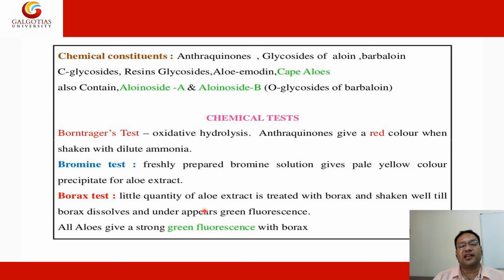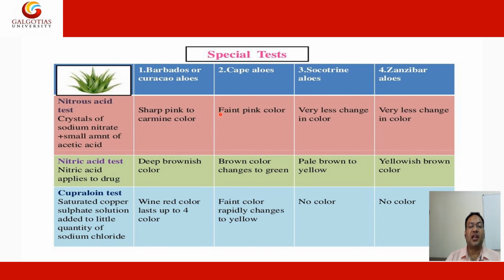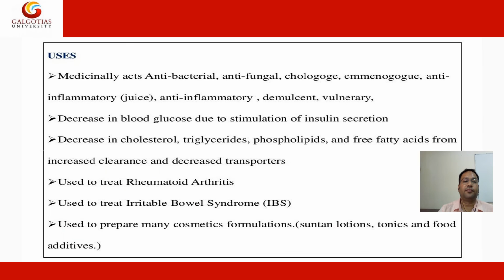Borax test: a little quantity of aloe extract is treated with borax and shaken well till the borax dissolves, and under UV light it appears green fluorescence. All aloes give a strong green fluorescence with borax. These are the different tests for the different varieties like Barbados aloe, Cape aloe, Socotrine aloe, Zanzibar aloe: nitrous acid test, nitric acid test, Cupraloin test.